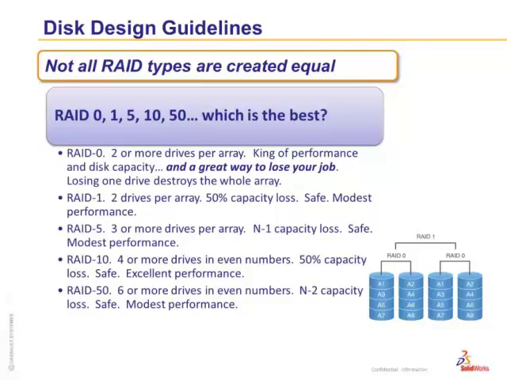We get into RAID 5, which is very common. You see a lot of RAID 5 out there. You need 3 drives to create an array. You lose the total number of drives minus 1 for capacity. It's safe. Performance is really pretty good.